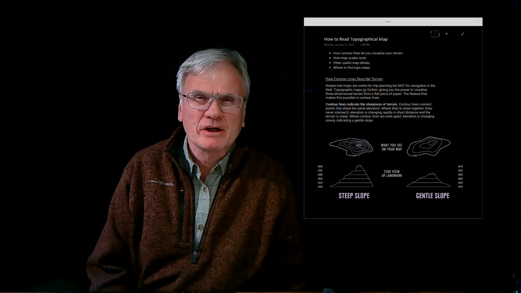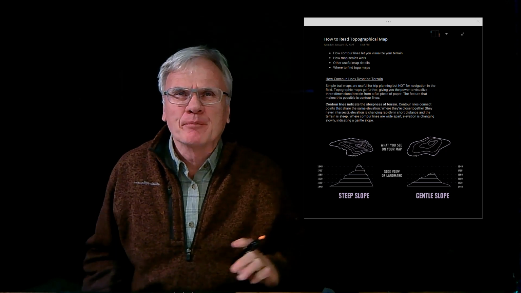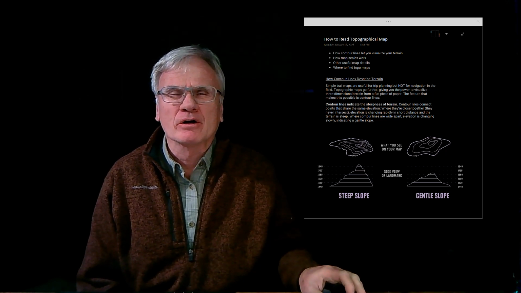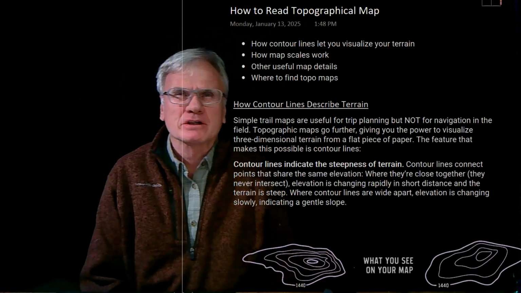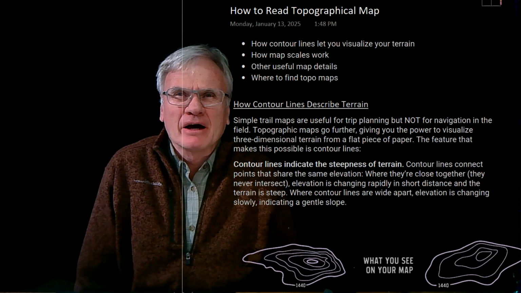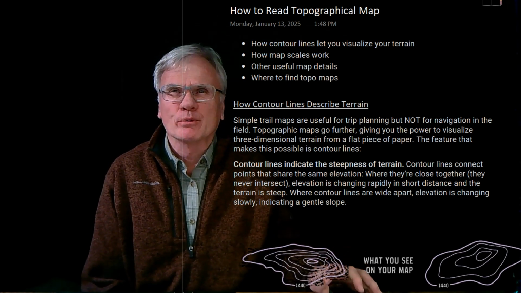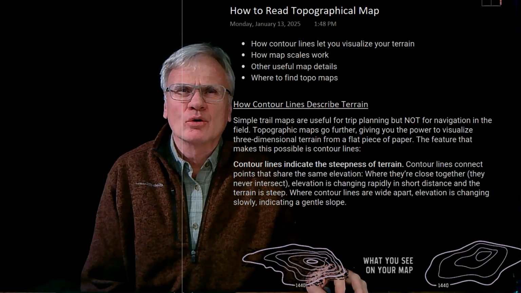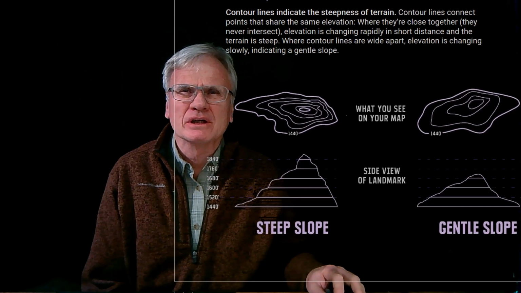Okay, let's spend a few minutes talking about how to read topographical maps. The things that we want to learn here on this particular slide is how the contours let us visualize the terrain. We want to talk about how map scales work and other useful map details. And then lastly, I'll make some discussion about where we might find topographical maps. Okay, so let's go down to these examples we see here.